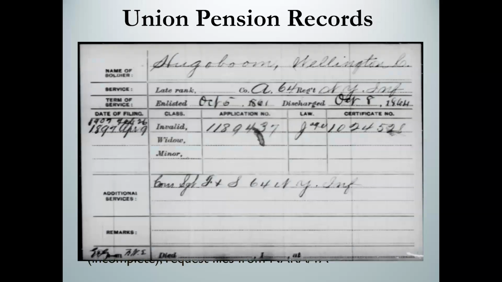when you're looking. This is what a union pension application card looks like. So if I wanted to send off for Wellington's pension, his pension papers, then I would have all that information. I have the dates that he filed, I have the application number, the certificate number. I have all of his service details. So when I go to the National Archives, I can put all that information in and that'll help them find that file for me.